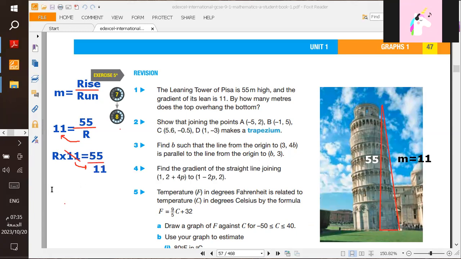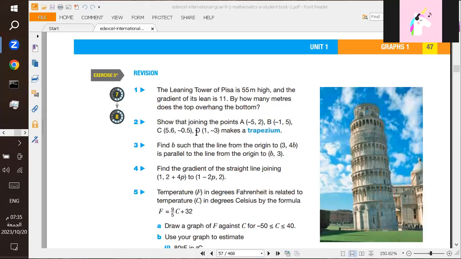So R equals 55 over 11. So R equals 5. Okay? So the answer for question 1, the overhang is going to be 5 meters. And this is question 1. I hope you understood the idea. Let's move on to the next one.